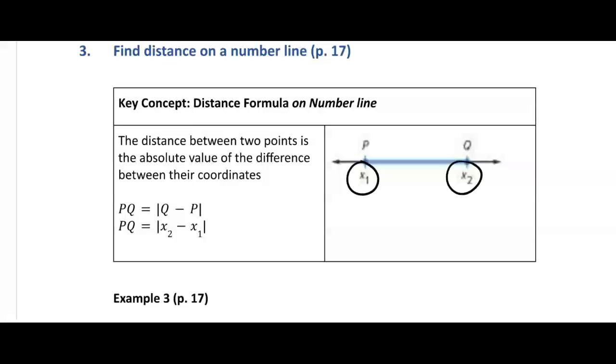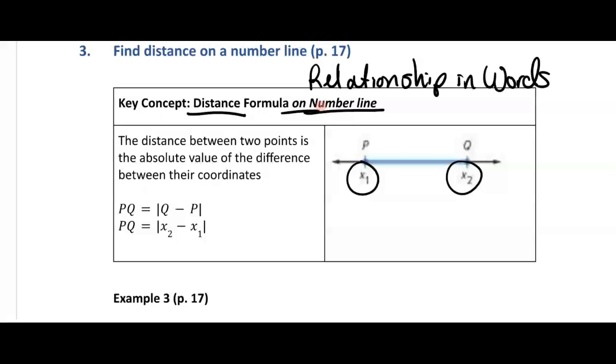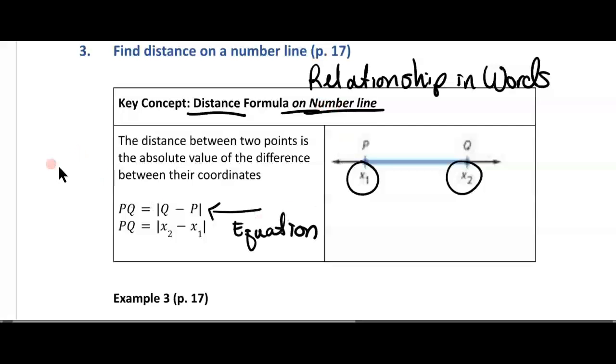So if we have 2 points, we are finding the coordinate of Q minus the coordinate of P, and then we're going to take the absolute value of that number. This is distance on a number line. If you want to underline or highlight, here's our relationship in words. And for our initial equation, you could use either of these versions. This is our equation. I find the models often helpful to spot what I am looking for.